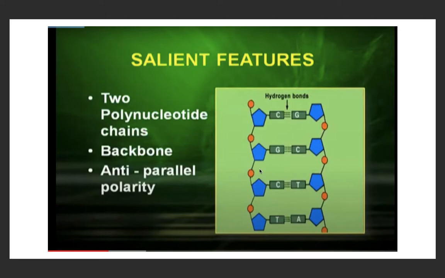It is made up of two polynucleotide chains, which you can easily see in this. One chain is going on this side, and on the other side is the other chain. That means this molecule is formed by two chains of nucleotide base sequence, and the backbone is made of phosphate and sugar bonds. Inside, the nitrogenous bases are joined with each other by hydrogen bonds.